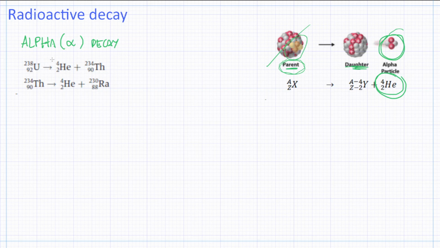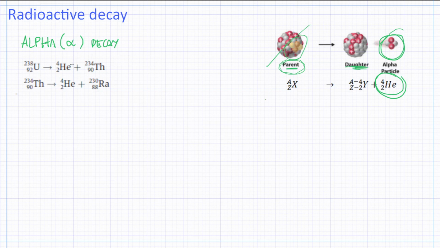undergoing alpha decay, releasing a helium atom and becoming thorium. The maths here is quite simple. Take a look, 238 is 4 plus 234. This is the conservation of mass.